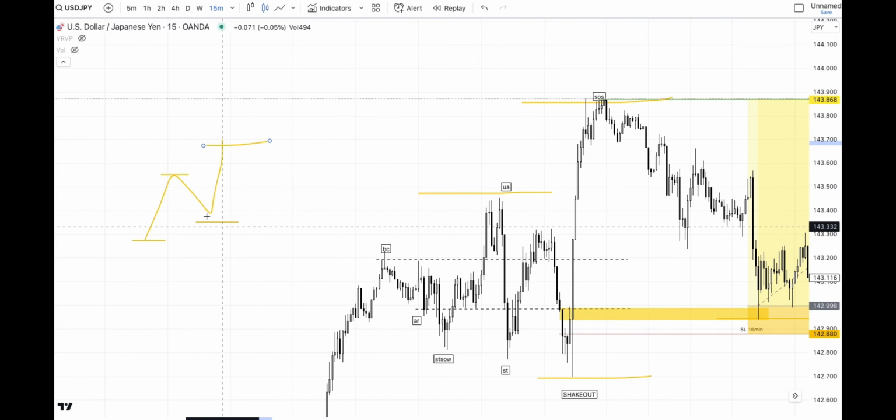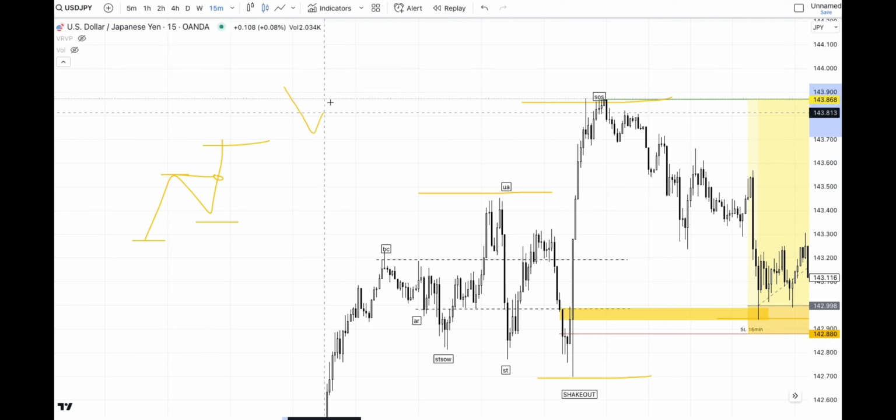And the reason why all of these pieces of structure are valid is because this low created this high. This lower high broke this past high right here. And it's the same thing when you're going down. It's high, and so on.